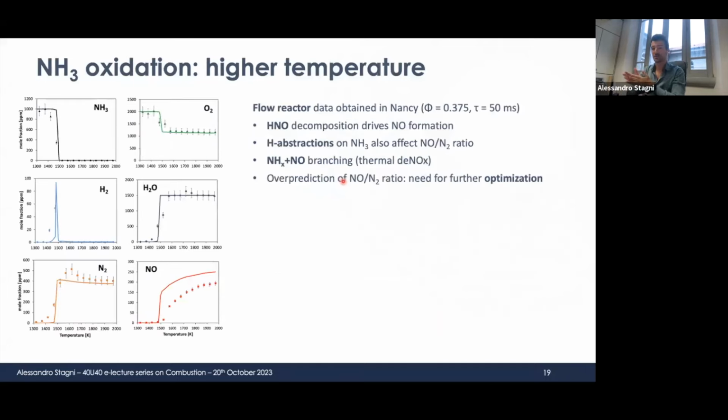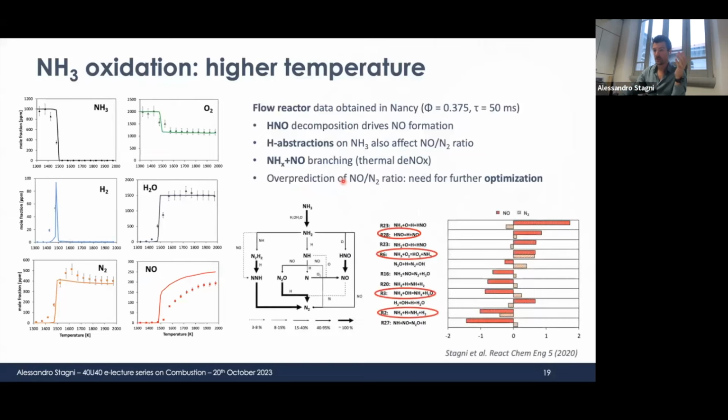Then we moved to a higher temperature. We obtained flow reactor data still in very lean conditions in NC, and we can see that, first of all, the model is reasonably able to predict the consumption of ammonia. Second, the NO formation is driven by the decomposition of HNO, which was one of the reactions calculated. Results are reasonable, except we just have an over-prediction of 20–30% of NO, but this needs to be reconciled also with the remaining literature data, as well as the data that I will show you later for the other datasets.